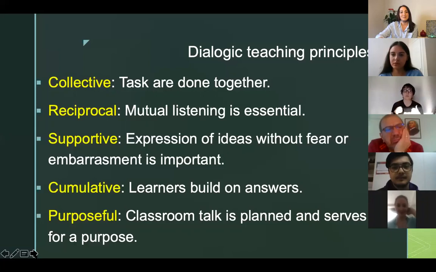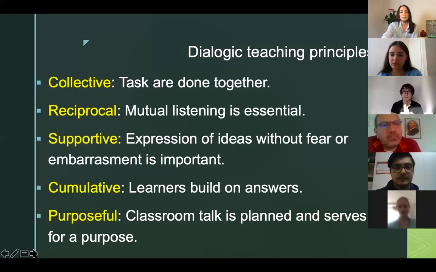And it is purposeful. Classroom talk is planned and serves a purpose. So we can say that it's not all about, okay, class, today let's talk about the past holiday in your summer, okay?